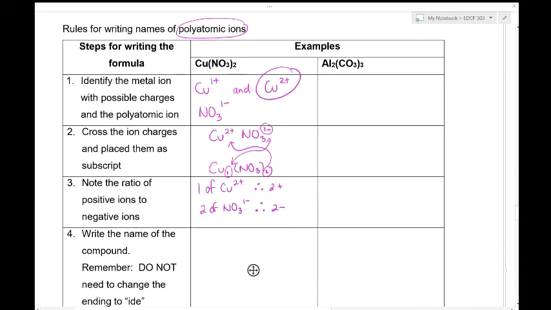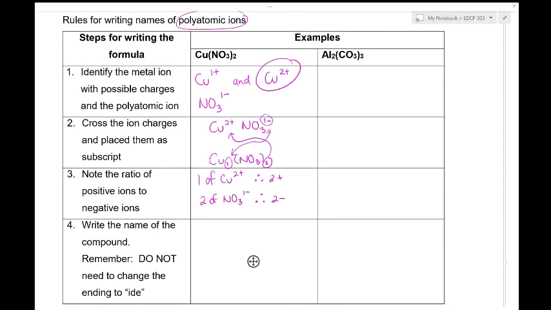Now let's write the name of the compound down. And remember, you do not need to change the ending to IDE. Just keep it whatever it tells us to on the back of the periodic table. So here we have copper, 2, nitrate.